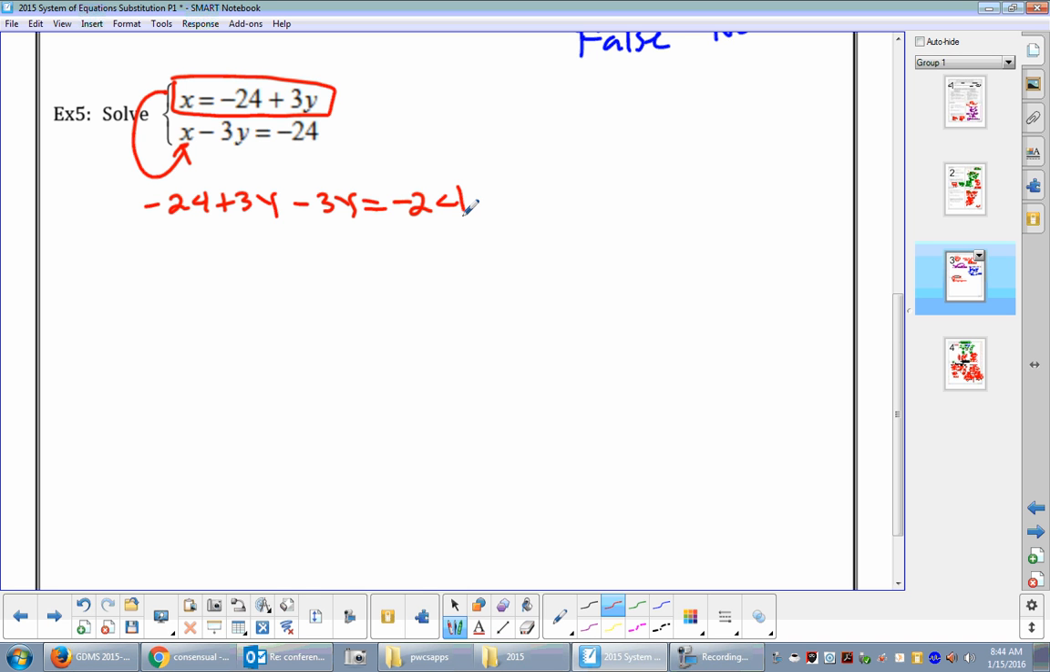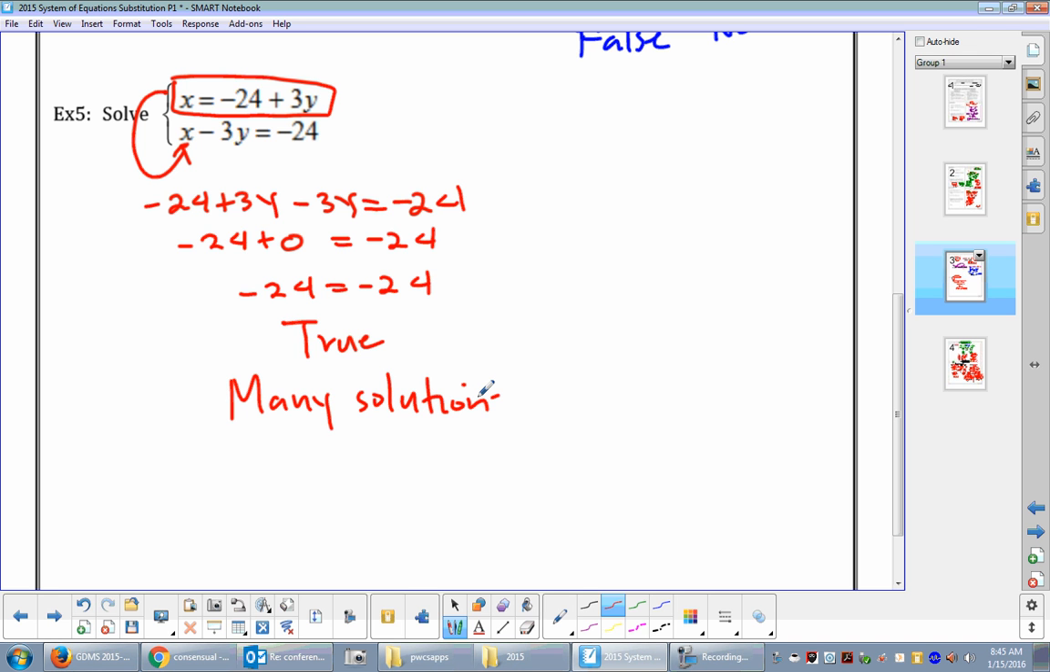If you combine like terms, we'll have, well, 3y minus 3y is equal to 0. Negative 24 plus 0 equals negative 24. And then we'll have negative 24 equals negative 24. Is this a true or false statement? This one is a true statement. Therefore, the solution for this is many solutions.